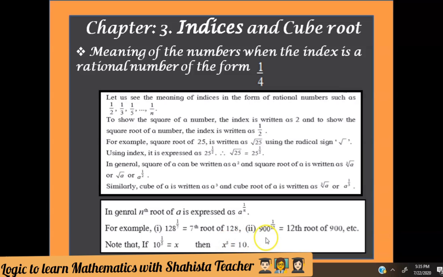Is that clear? So students, in this way we learn the meaning of number when the index is a rational number of the form 1 upon n.